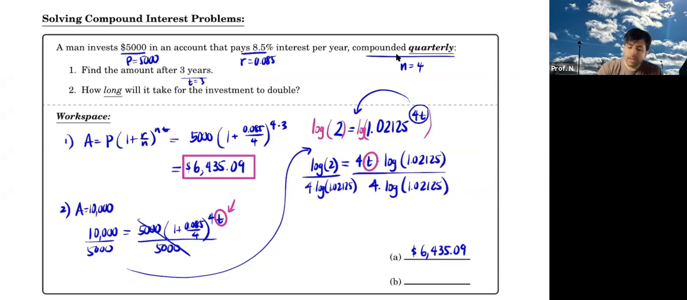Now these cancel. The 4 cancels with the 4, the log cancels with the log, and I'm left with t. t is equal to log of 2 divided by 4 times log of 1.02125. Now you can put it in your calculator. Make sure when you write this in your calculator, you put parentheses around the denominator. A lot of people make the mistake of not putting parentheses around it. So this would be log of 2 divided by, in parentheses, 4 times log of 1.02125.